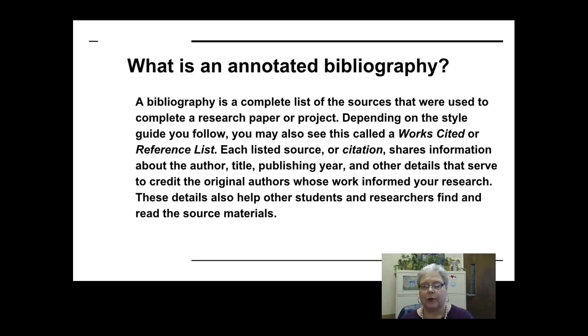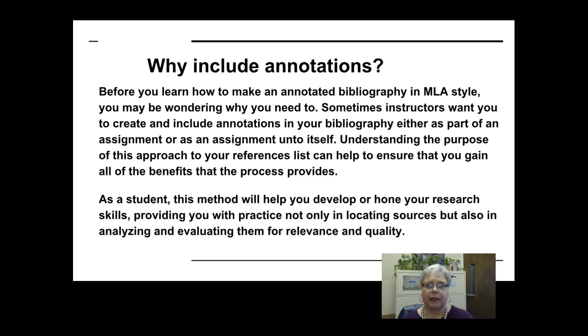Each listed source or citation shares information about the author, title, publishing year, and other details that serve to credit the original authors whose work informed your research. And so it's basically those sources that you've already put on a Works Cited page for Project 4. And then the details also help other students and researchers to find and read the source materials. But in addition to that, an annotated bibliography has annotations. And annotation is simply a note.